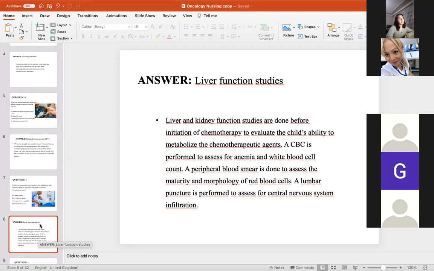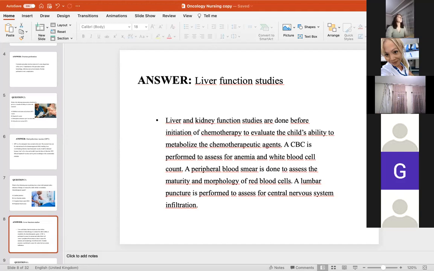Liver function studies. Liver and kidney function studies are done before initiation of chemotherapy to evaluate the child's ability to metabolize the chemotherapeutic agents. A CBC is performed to assess for anemia and white blood cell count. A peripheral blood smear is done to assess the maturity and morphology of red blood cells. A lumbar puncture is performed to assess for central nervous system infiltration.